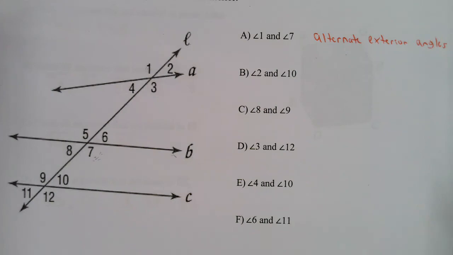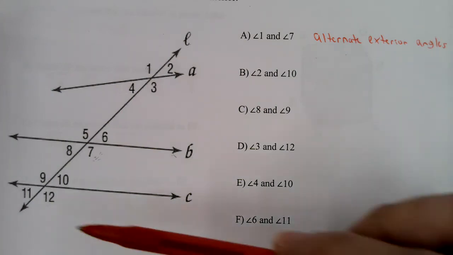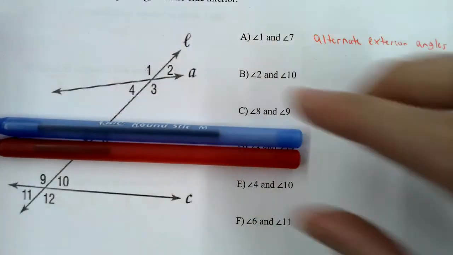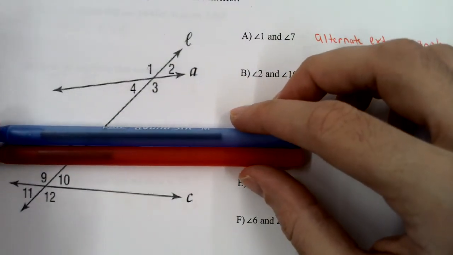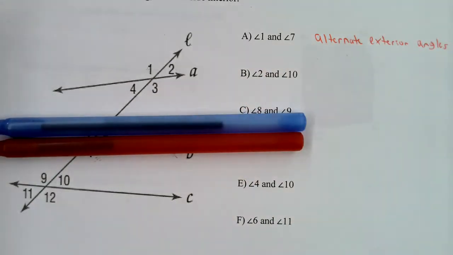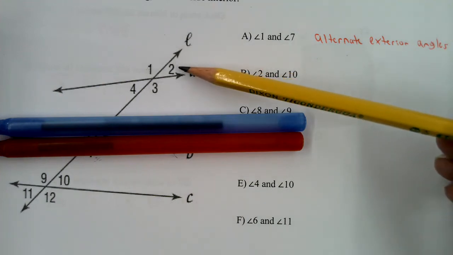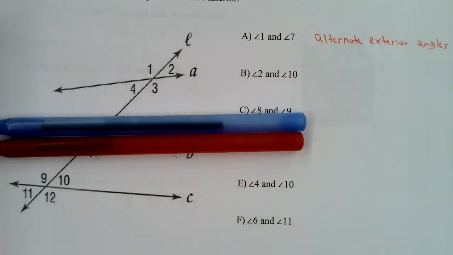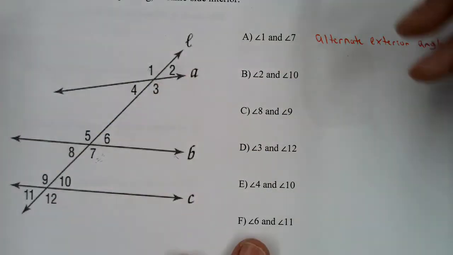Part B, angles 2 and 10. This one is tricky. For this one, you're going to want to ignore this region right here. Let's cover this up and focus on the rest. 2 and 10. 2 is in the top right of this region. 10 is in the top right of this region. So those are called corresponding angles.